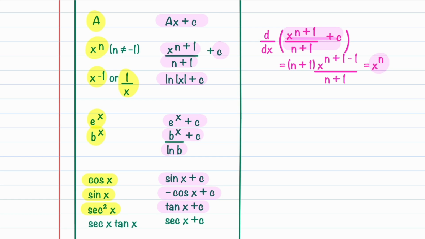Next, we have the antiderivative of secant squared x. That is tangent x plus c. And then the last trig one that I have is secant x tangent x, and the antiderivative of that is secant x plus c.